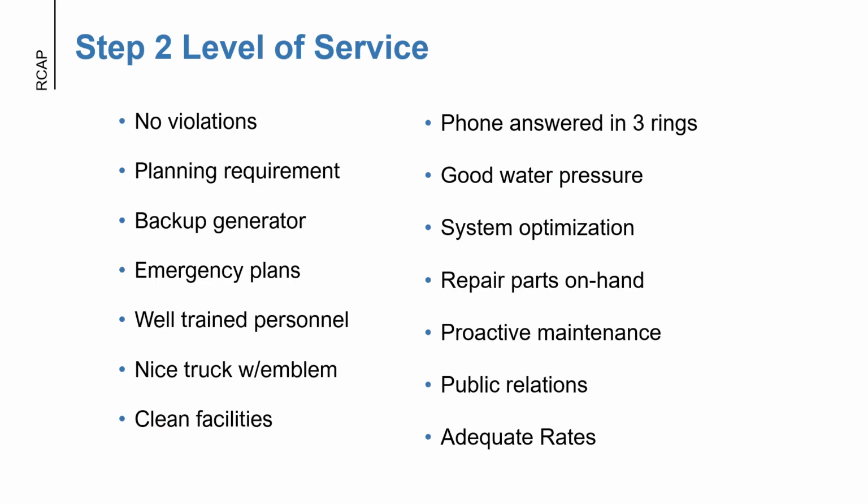Here are a few examples of level of service goals that a system might have. It might be that they have no violations. Maybe they have a goal to get a backup generator. They have an emergency response plan and they keep it updated. They keep their personnel well trained. Maybe it is that they answer their phone within 3 rings, or they return calls within 24 hours, or they have proactive maintenance. This will really depend on your system.